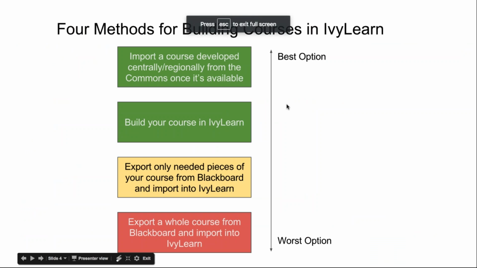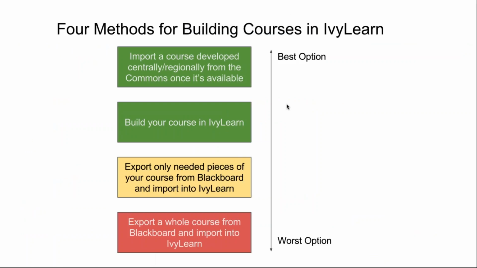So there's 4 methods for building courses or transitioning content in IvyLearn. The first option is not really going to be an option for you because you won't be able to pull any courses from Commons right now, because you're developing or transitioning to statewide courses. So this first option, which is to go out to Commons, find a course that you can use and then import it, is not going to be an option for you as a mentor. So you're left with the other 3 options, which we have conveniently colored: good is green, red is probably not the best choice.